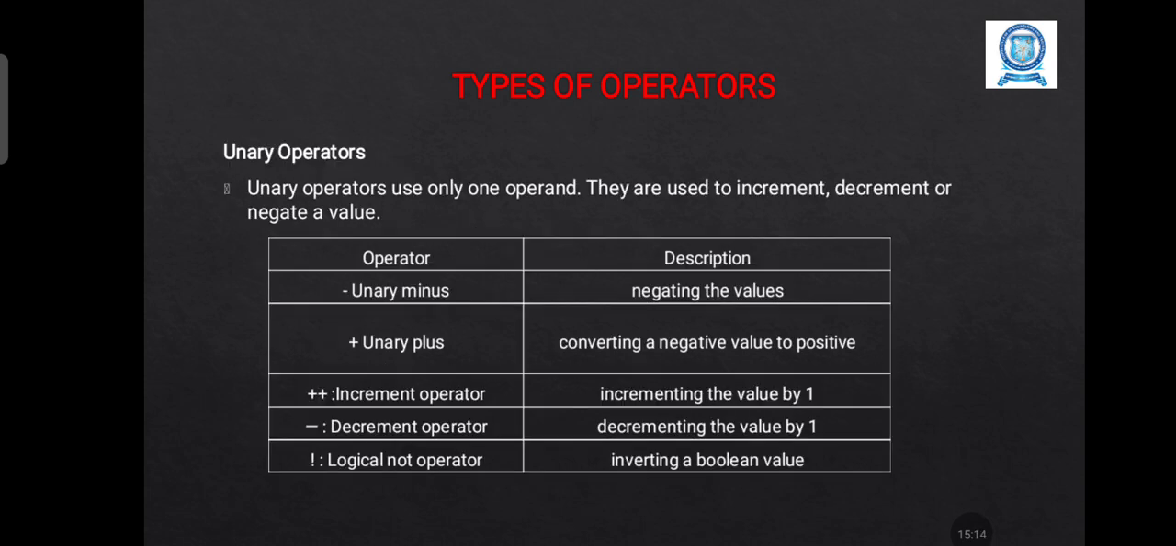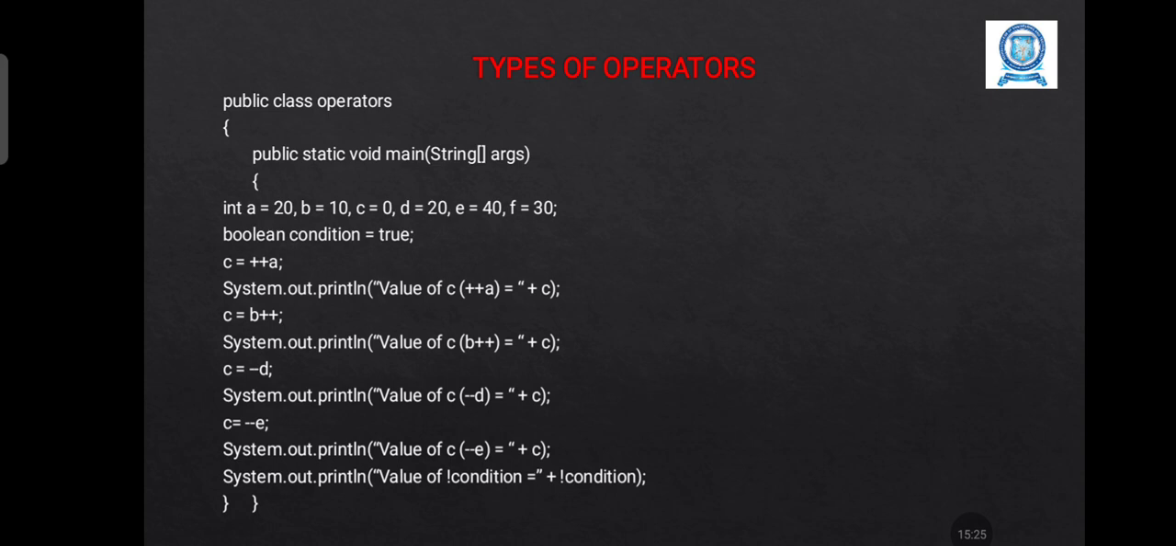Then the unary operators are the operators which will be applied on a single operand. For example, plus, minus, the increment operator plus plus, the decrement operator minus minus, and the logical not operator. We all know that plus will make a number positive, and minus will make a number negative. And we have the increment operators. In the increment operator we have two types, post increment and pre increment.